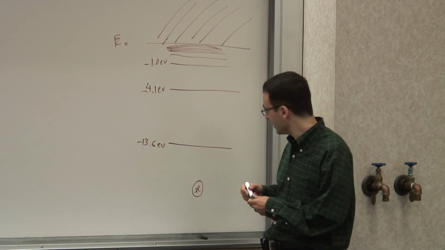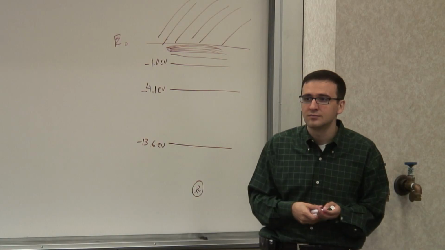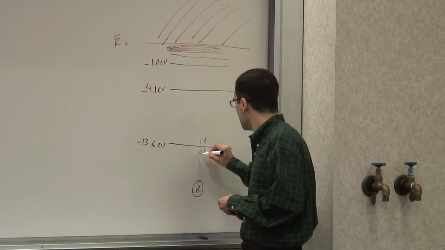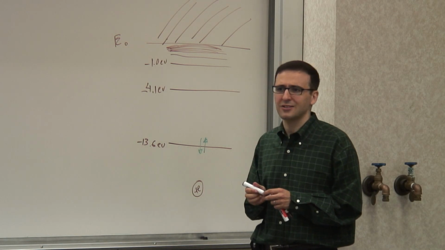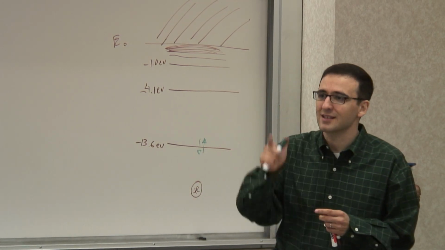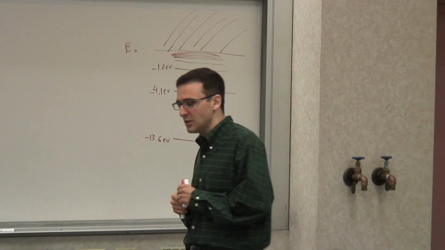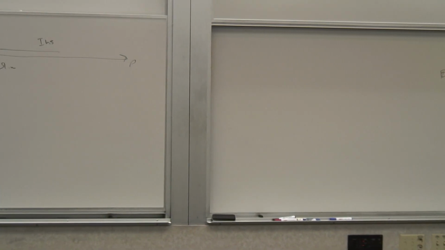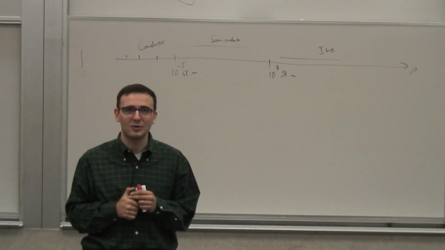How many electrons can I have per energy level? 2. Okay, that's right. Why 2? Positive and negative spin. Why do I need positive and negative spin? Why can't I have 2 with the same spin? Fermi's exclusion principle. Exactly. So what does the exclusion principle tell you, in general terms?